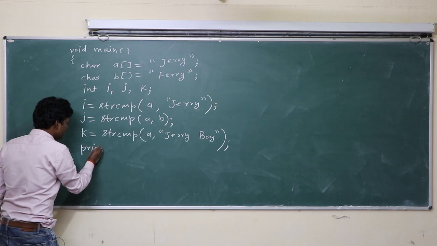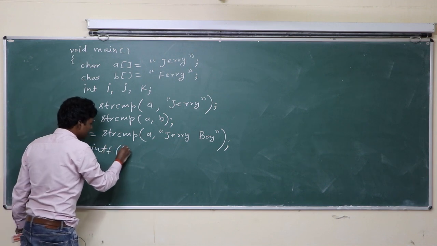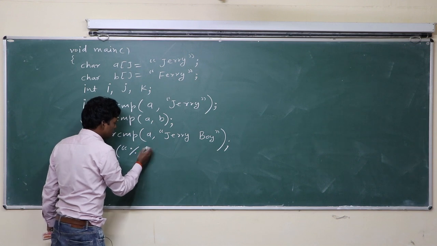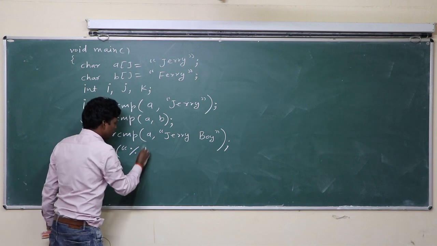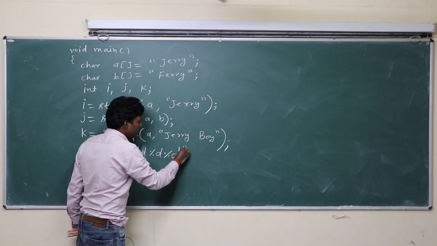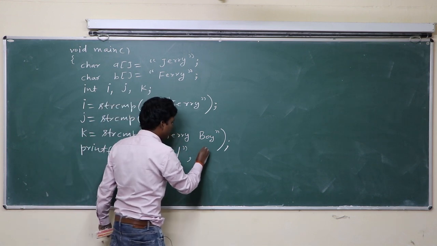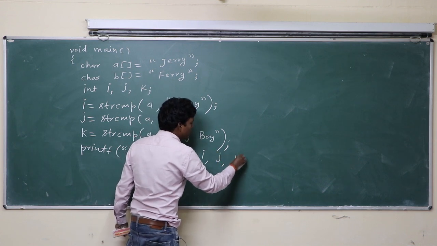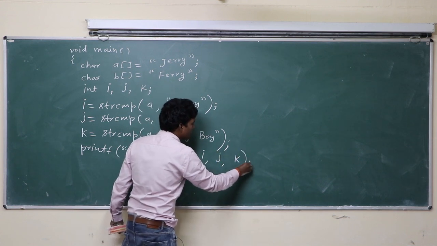printf. Print %d. There are three %d: one %d for i, the second %d to print j, and the third %d to print k.